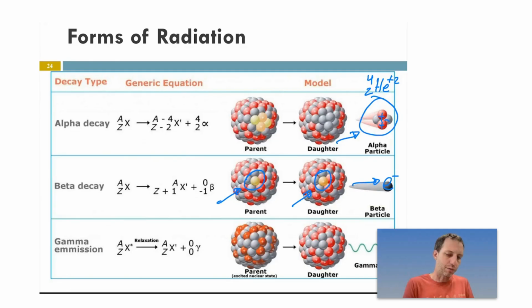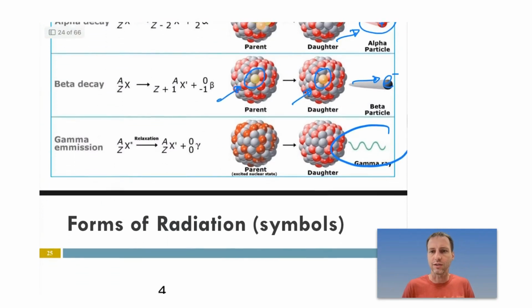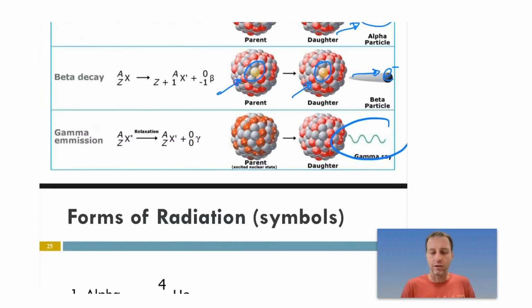And then what about gamma? Well, gamma, that doesn't change the nucleus at all. Okay, and so you can see this nucleus before and after both look the same. It's just that one was in its excited state, and then the daughter nuclide is in its relaxed state.